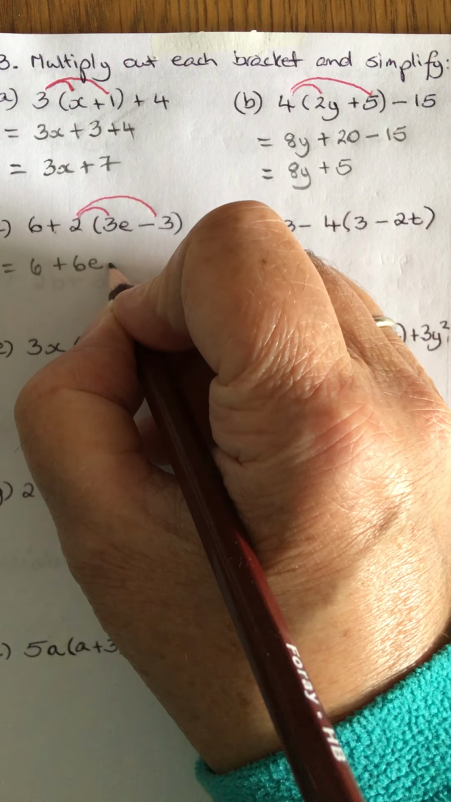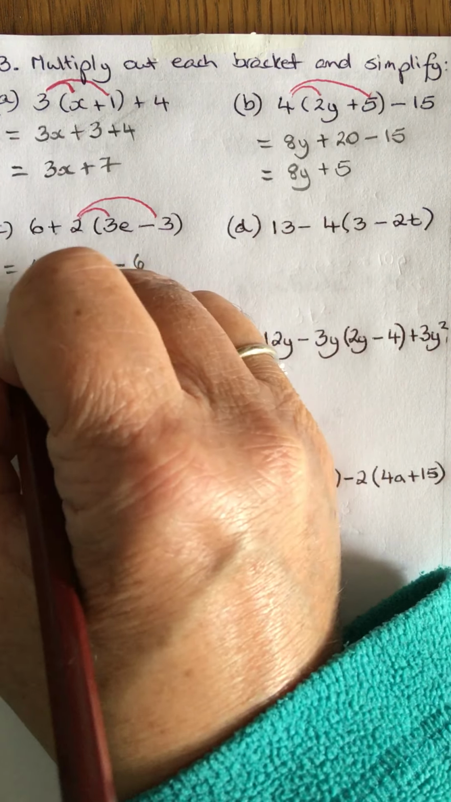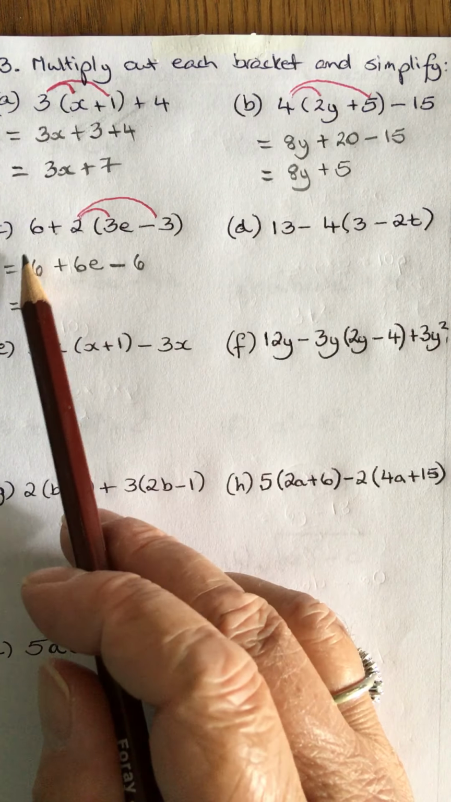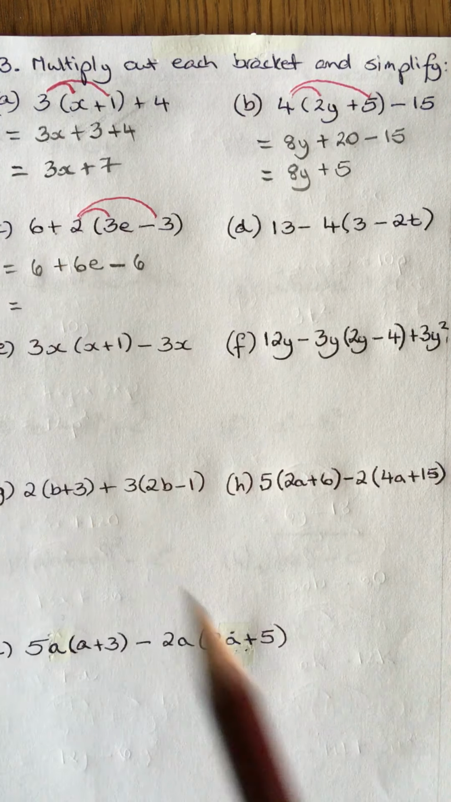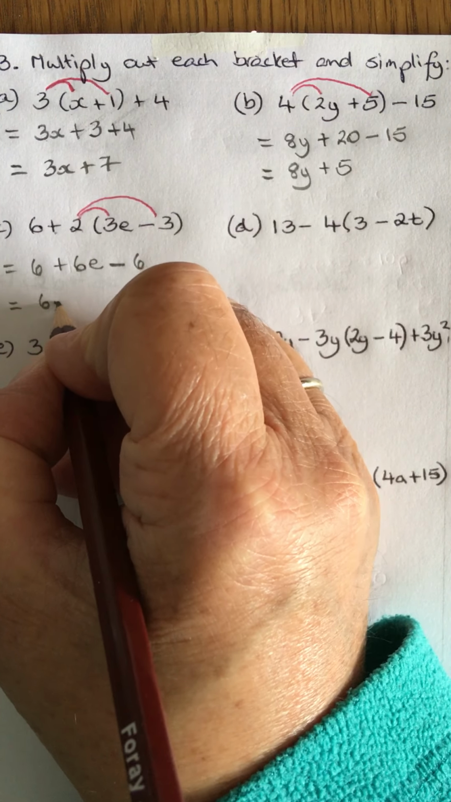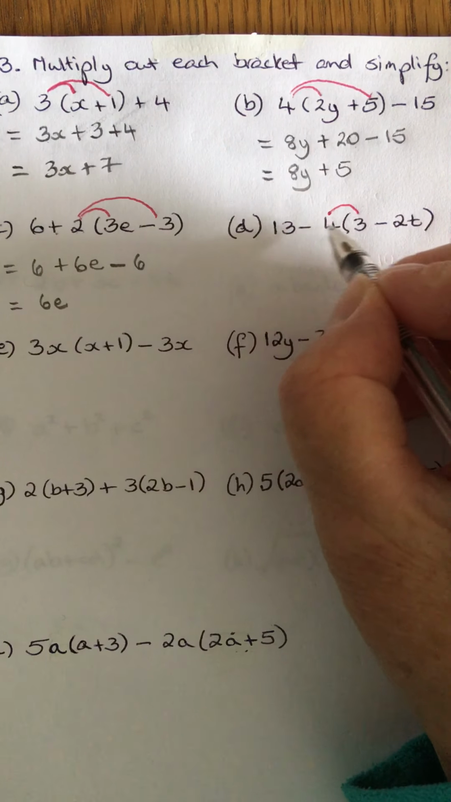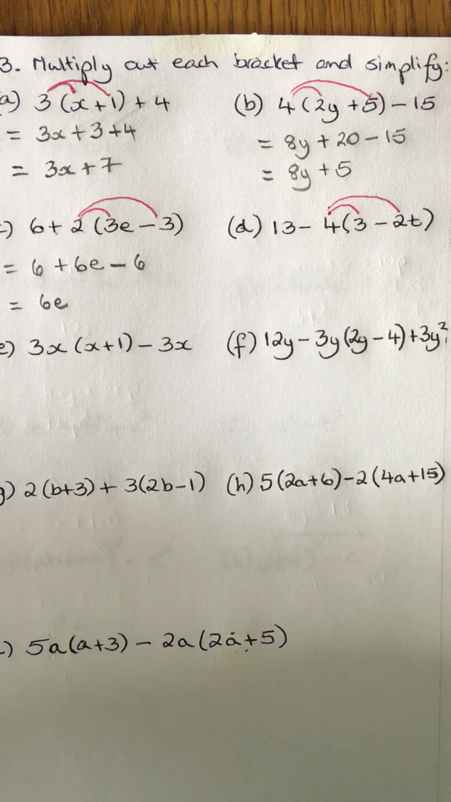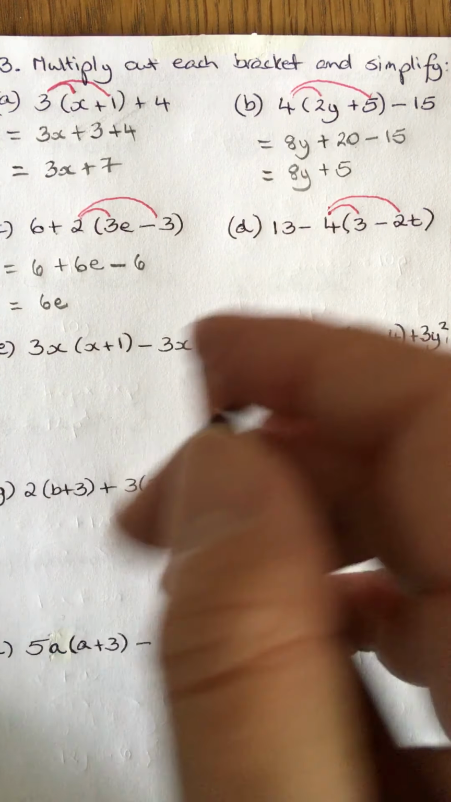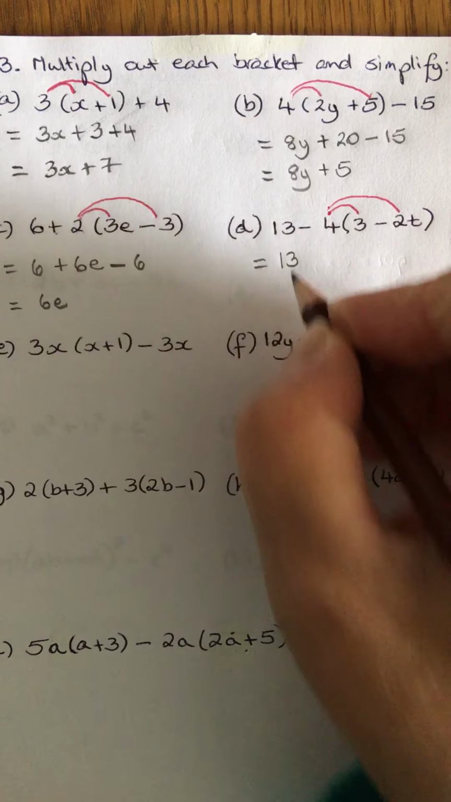So it's going to end up being a subtract. 2 times 3 is 6. Okay, so we've got a number 6, take away 6, which is 0. And we've got a positive 6e. So we're just left with 6e for that one. Right, the next one, the bracket's been multiplied by the negative 4 in front of it. Okay, so the 13, just keep that as it is.